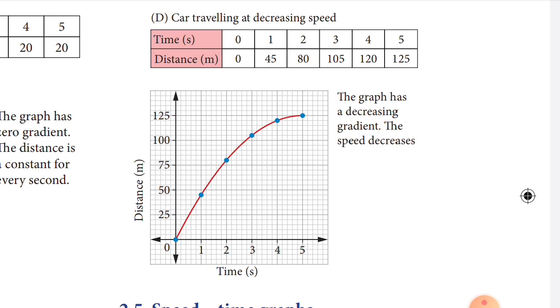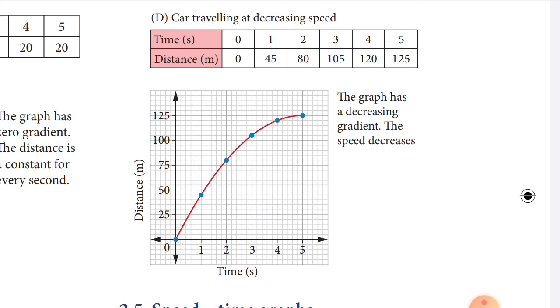The car traveling at decreasing speed. Decreasing means the value will be decreasing, reducing the point. See the time also is the same, 0 to 5 seconds. See the distance, children. First taking 0. Again see the 5 seconds, 125, and 45, 80, 105. Fourth one, see fourth time, 4 seconds, it will be taking the distance 120. See the 5 seconds, so 125. So it will be the decreasing gradient.